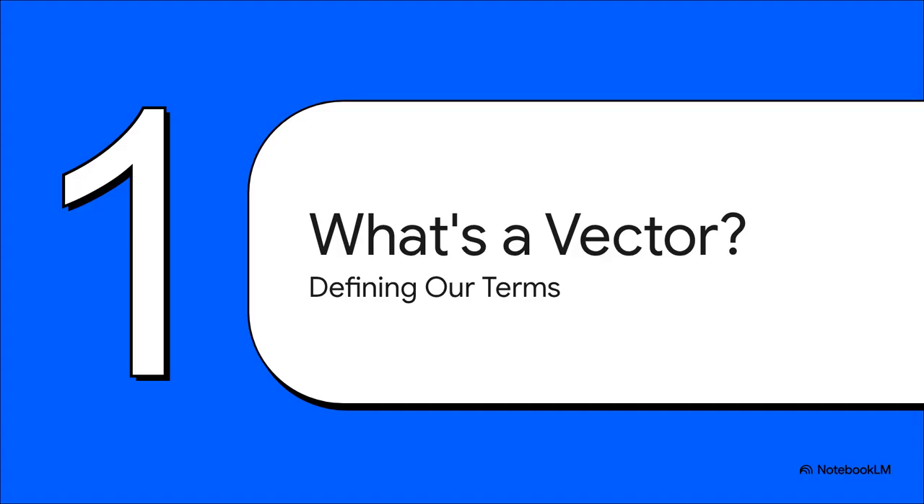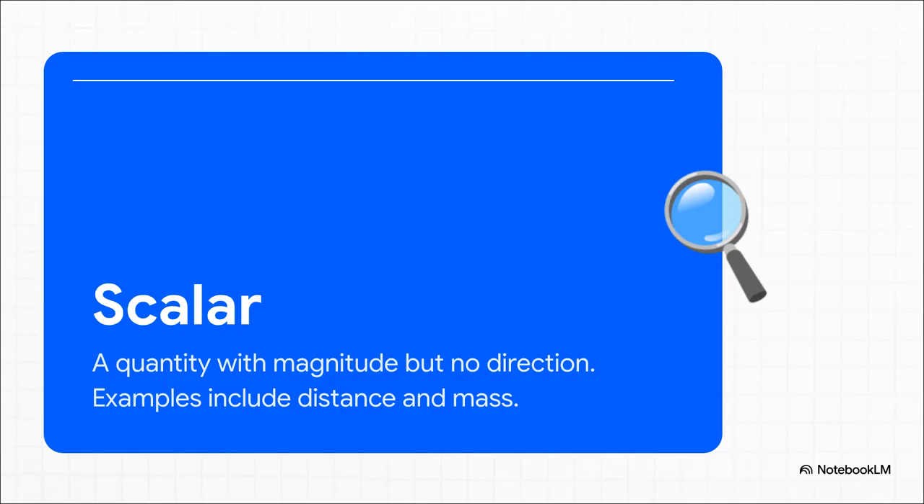Okay, so we've got the basic idea down. Now let's get a little more formal and make sure we have the language right. Once we nail down the terms, we can really start to unlock how powerful this whole concept is. So first up, the scalar. The easiest way to think about this is, well, it's pretty much any measurement you can describe with just a single number. Like the temperature outside, how much your coffee costs, or the speed your car is going. These are all scalars. They're telling you how much, but they're not telling you which way.